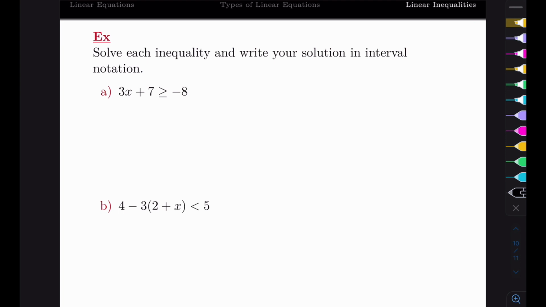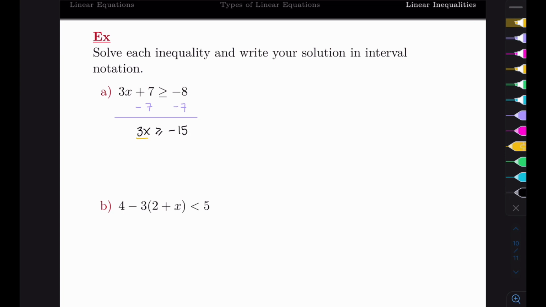But let's just try some examples with inequalities, and then we want to write the solution to that inequality in interval notation. So you want to do exactly the same thing. You want to get x by itself. So for this first one, we have 3x plus 7 is greater than or equal to -8. I want to isolate my x value. So to do that, I need to move the 7 to the other side. And that leaves us with 3x is greater than or equal to -15.